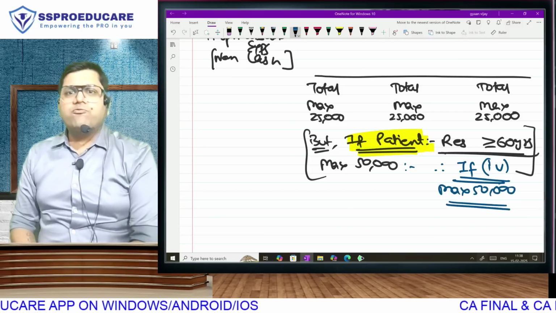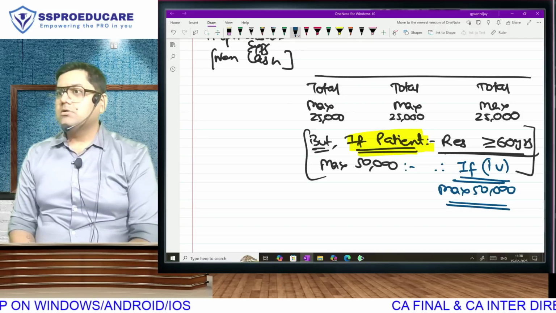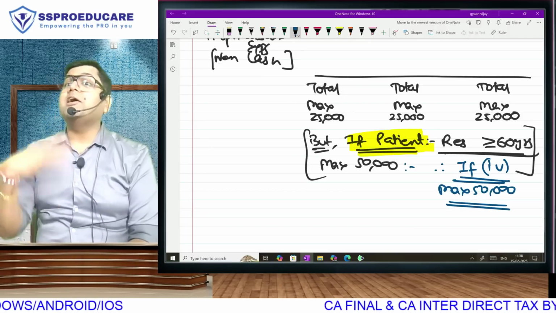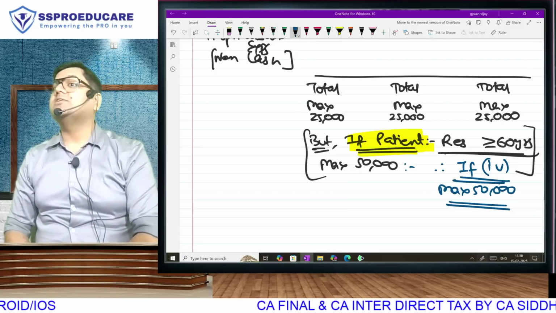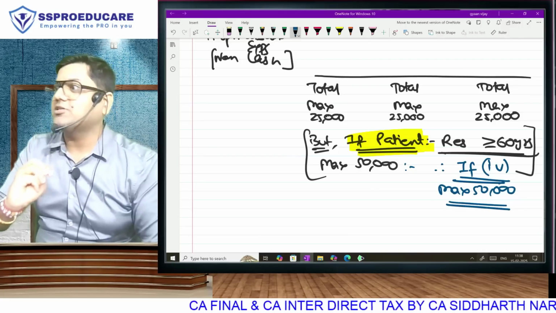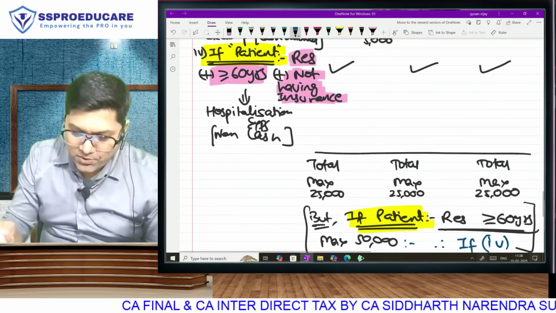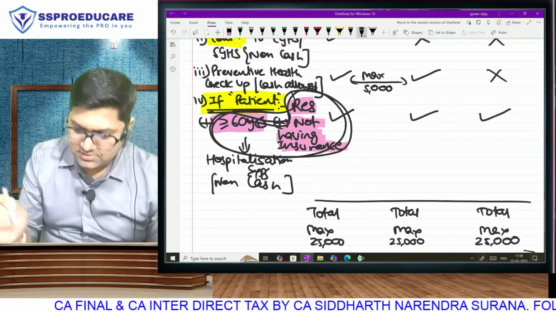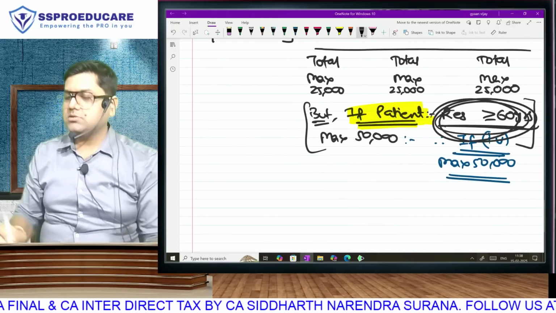You know why? For making the limit 50, there are two conditions. Resident senior citizen. Correct? And for the hospital bill, there are three conditions: resident senior citizen not having insurance. Anybody who is fulfilling resident senior citizen not having insurance is obviously fulfilling the 50,000 limit condition. So if you fulfill these three conditions, you have already fulfilled these two conditions.